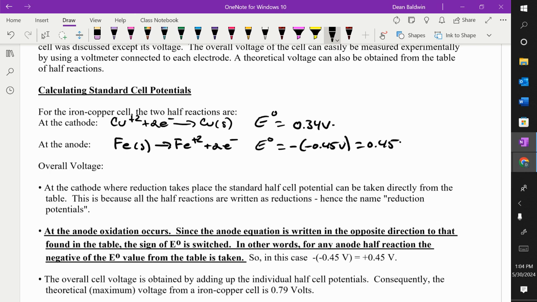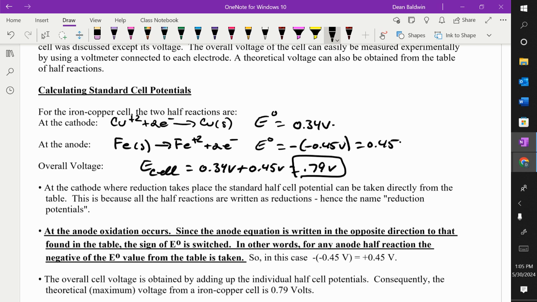How are you going to figure out the overall voltage of the cell? You're just going to add them together. All right. The subtraction part is if you don't flip the sign. So I just say flip the sign and add them. It's a little easier. So the E of the cell is going to be 0.34 volts plus 0.45 gives you 0.79. So that cell should produce 0.79 volts.